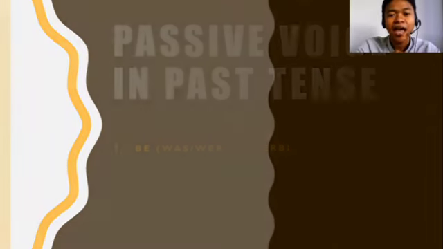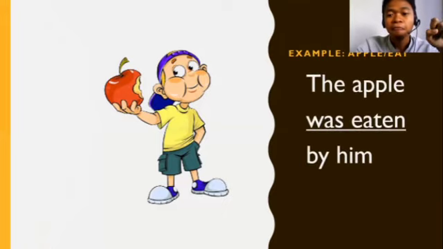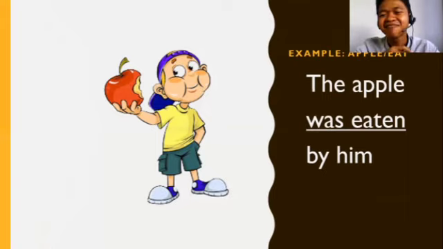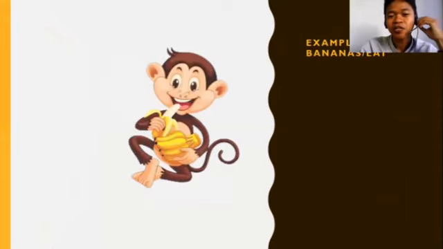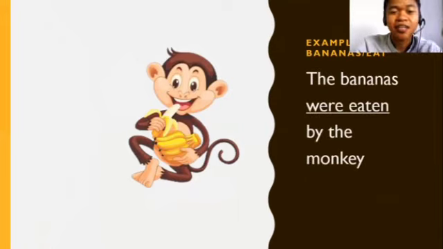Now let's have a look at the next example. I will still use the same picture. Focus on the apple, that is the passive voice. The apple was eaten by him. Because the apple is only one, we use was, and eaten as the verb 3. Next, a similar picture with bananas and the monkey. The bananas were eaten by the monkey. I use were because the bananas are more than one. Remember this: we use was for only one, and were is for more than one. That's called plural. We use was for singular.